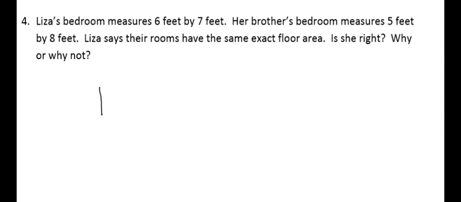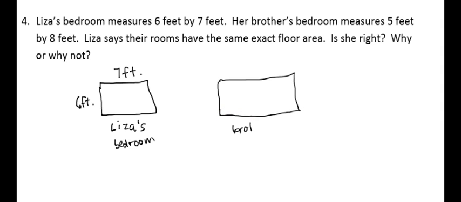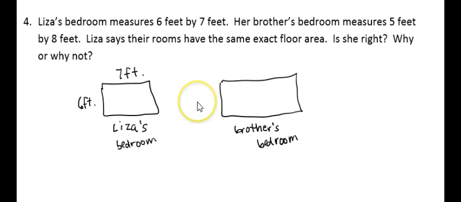I'll start by drawing a picture of Liza's bedroom, and I'll label that. We'll show that it's 6 feet by 7 feet. And I'll draw a picture of her brother's bedroom. We'll label that. And the dimensions are 5 feet by 8 feet.